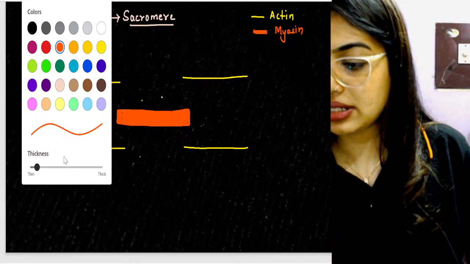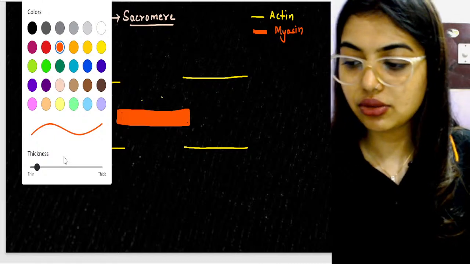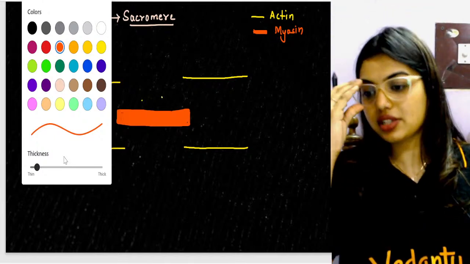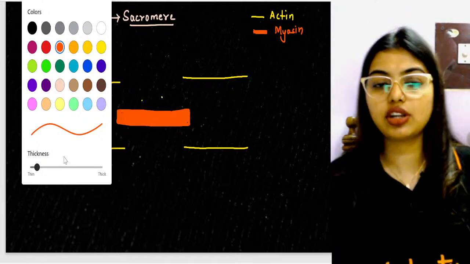Otherwise it's going to be a little task. Otherwise you'll be like, draw it faster. I cannot draw it faster, students. I have to make you understand also.